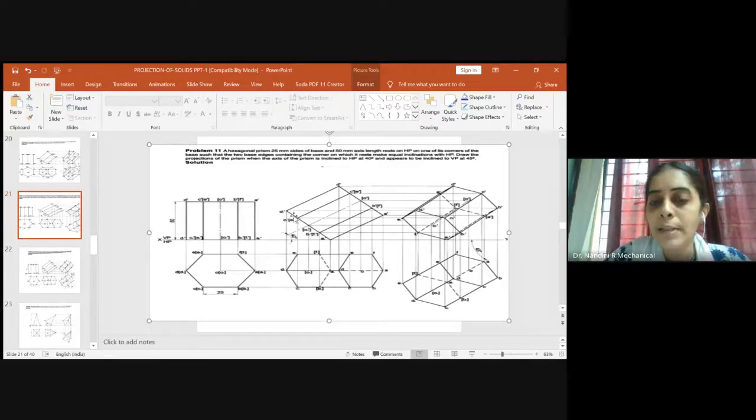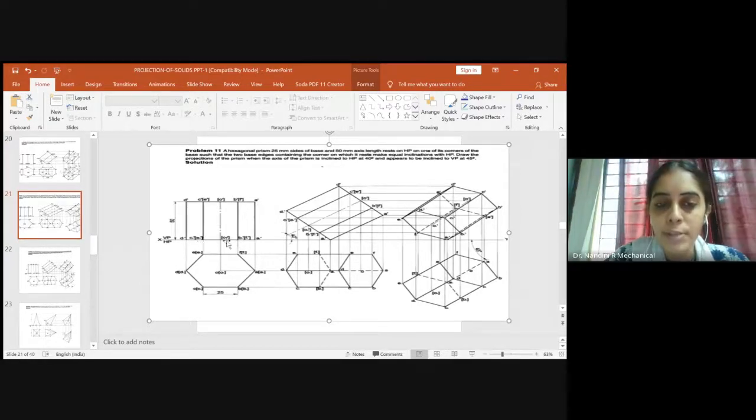So please darken the base immediately. Once you darken the base, you have the two corners identified. So one is A1 dash, name it, and the other one is D1 dash, name it, right? And the axis you have drawn and you have shown it as O1 dash. Other than that, we have two corners through which the longer edges are being projected, right? So those namings have to be done.